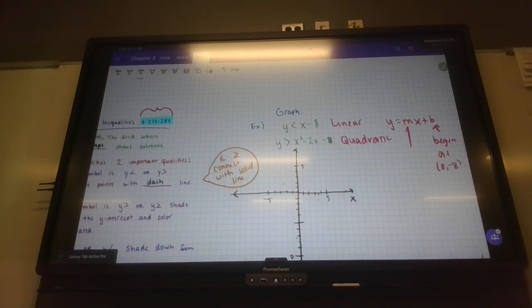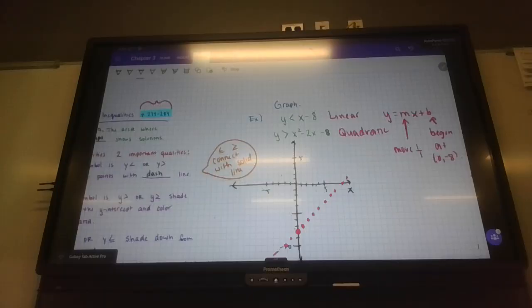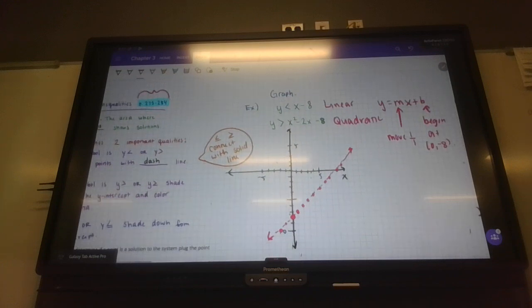And then you're going to move the slope, which in this case is just 1. So we're going to move up 1 over 1. I'm beginning at negative 8, and I'm going up 1 over 1. And then I'm going to connect with a dashed line since it's not equal to. And since it says y is less than, I'm going to shade below.